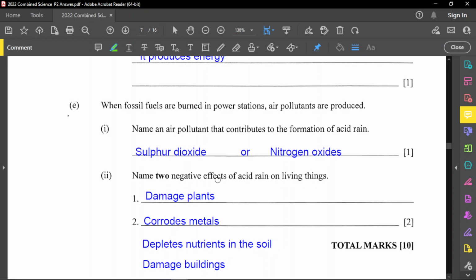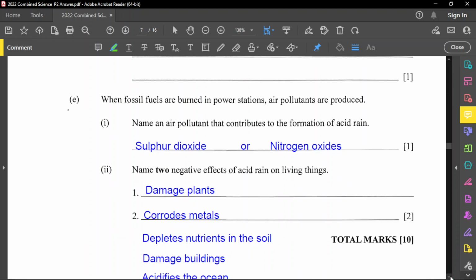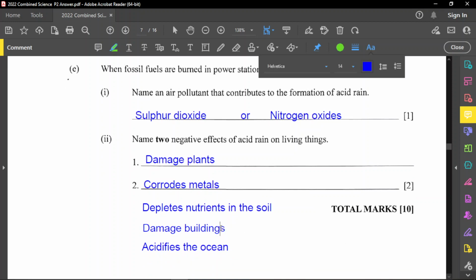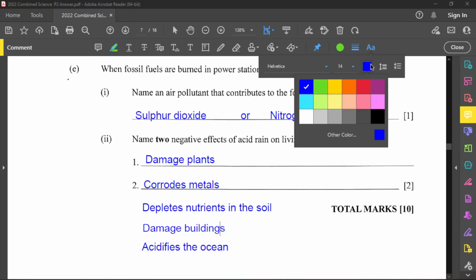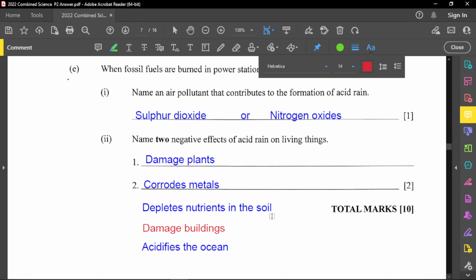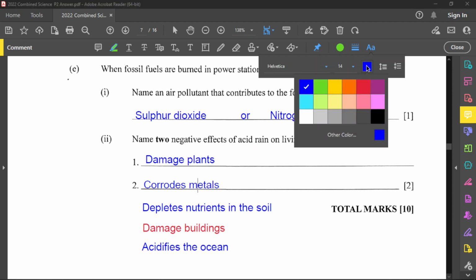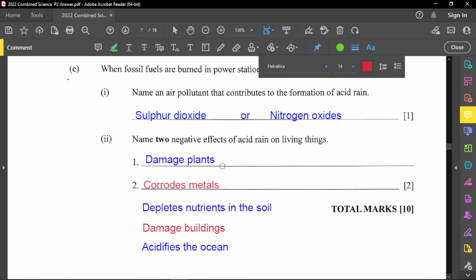Name 2 negative effects of acid rain on living organisms. We have a number of different things here. As a matter of fact, let me change this one into red, because that is not on living things, that is on buildings. And so you may have damage to plants. This one is also not on buildings. Let me put that in red as well. So not on living things.